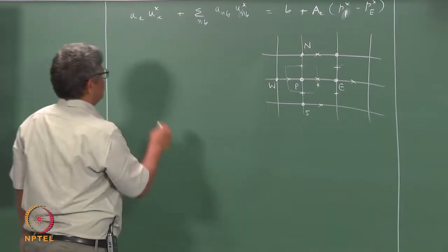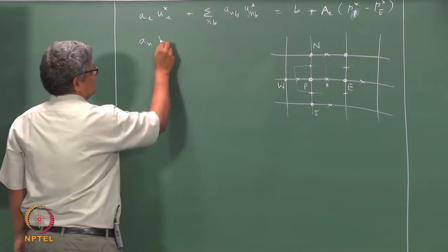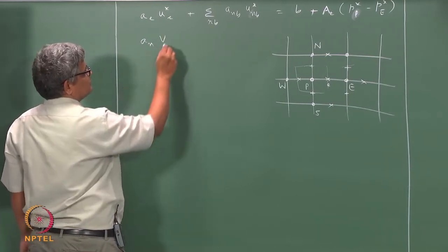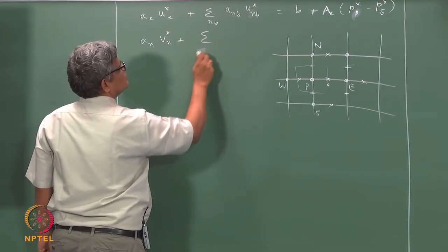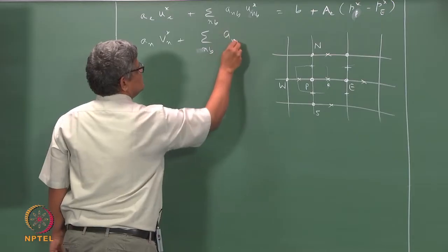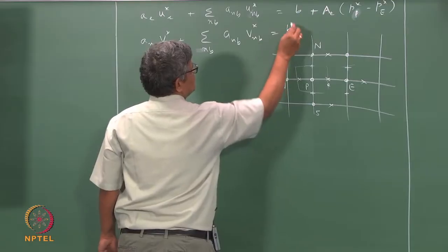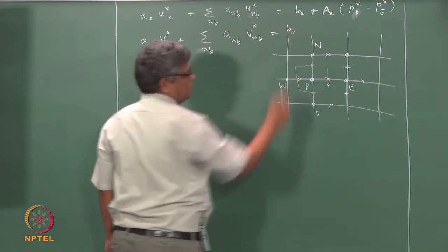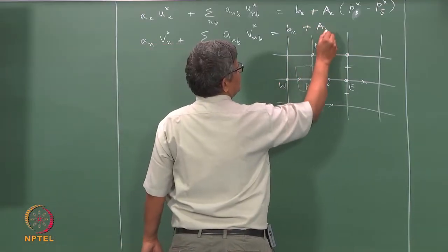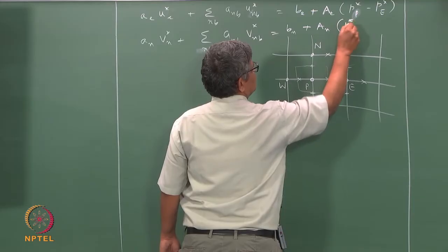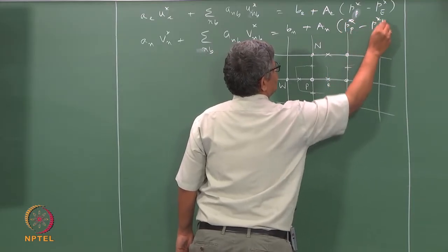And similarly, we can write down from the y momentum equation, v star n plus sum over nb of a nb v star nb equal to, if we call these be and bn, these are all coefficients, plus a north times p star P minus p star N.